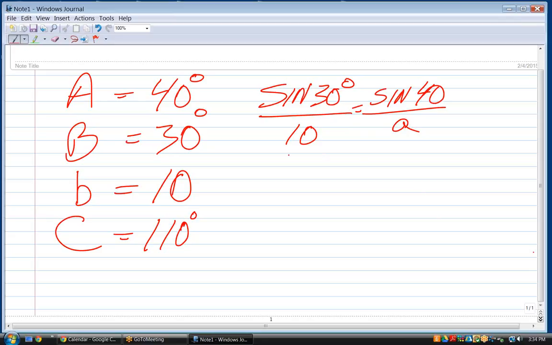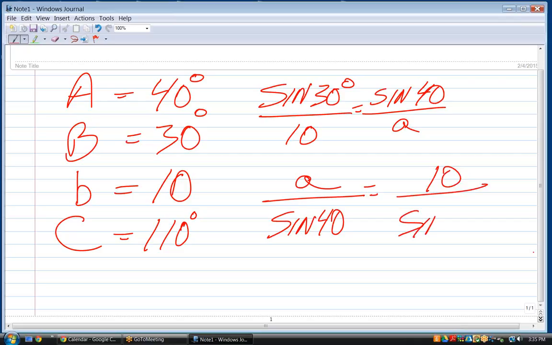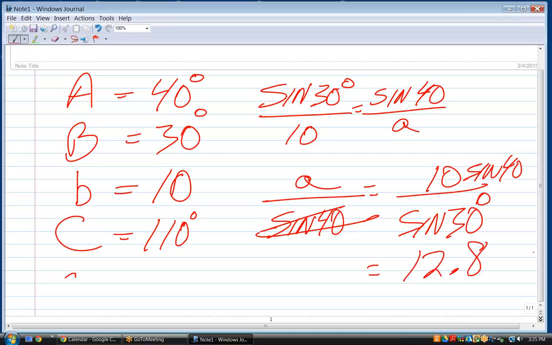Since you can switch the numerator and the denominator, if I know I'm solving for side A, I'm going to start my equation with that, putting it in the numerator. Then I'm going to put this in the denominator, and then the only known ratio we have, which is 10 over the sine of 30. Now, A is that. Go ahead and come up with A. It's 12.8.